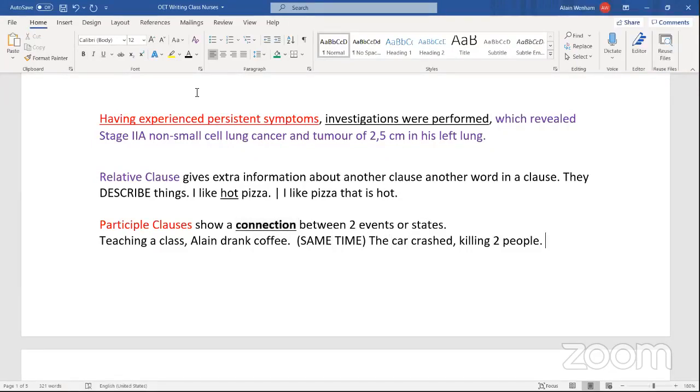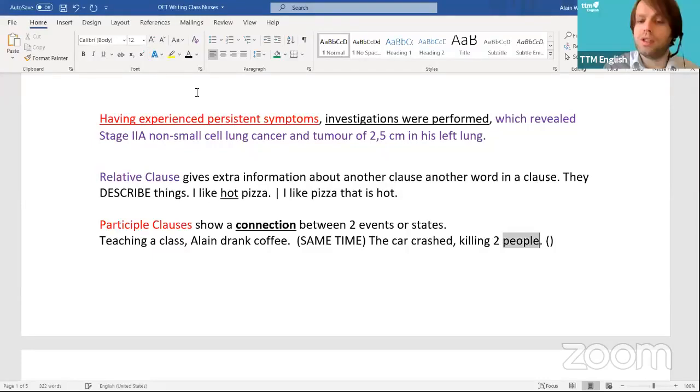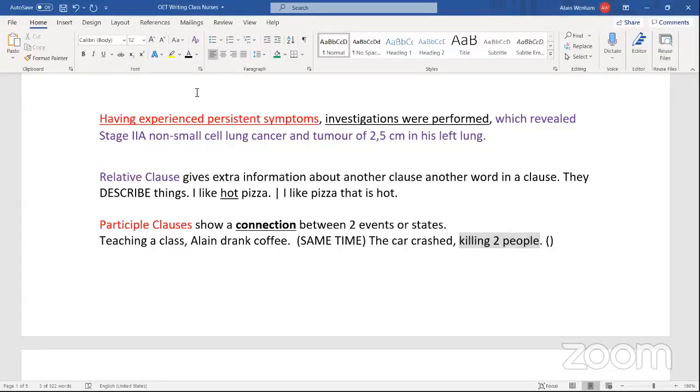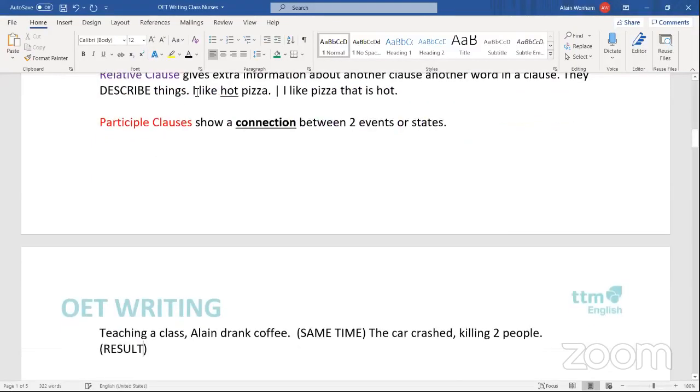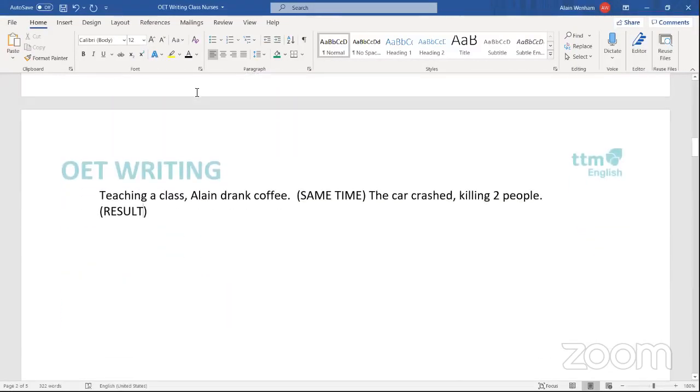Come on, you can see it. Look, killing two people. Why did two people die? Because of the crash. So the killing is the result. Killing is the result. Right? The meaning is the car crash.